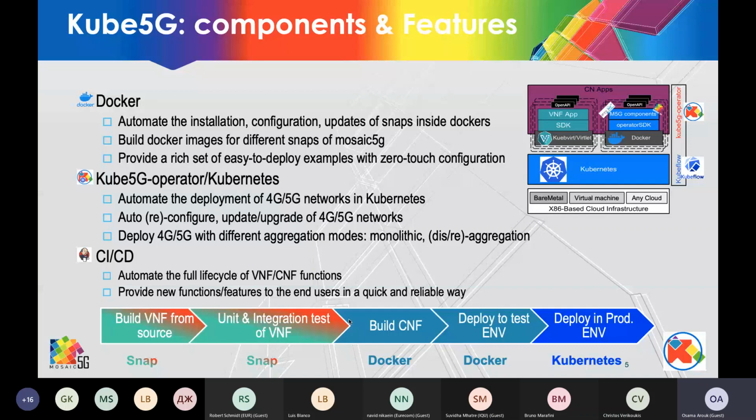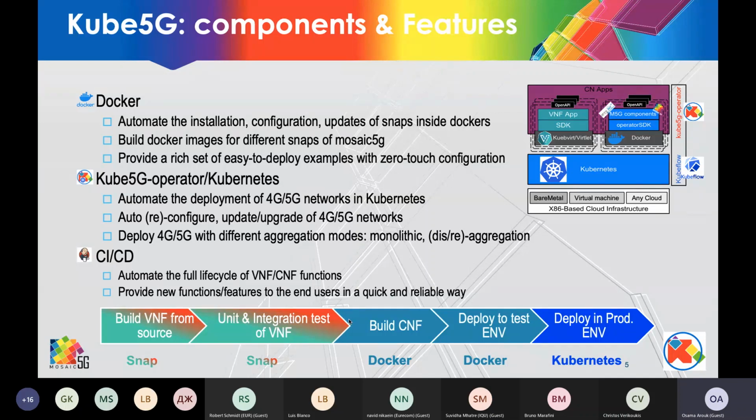The three main components in Kube5G are as follows. Firstly, we need Docker for automating the installation and configuration of containerized applications, where we build the Docker image for all the OpenAirInterface entities like the RAN and the core network, for FlexRAN and all the other entities in 4G and 5G networks. It also provides an easy-to-use, zero-touch configuration for deployment on one machine.